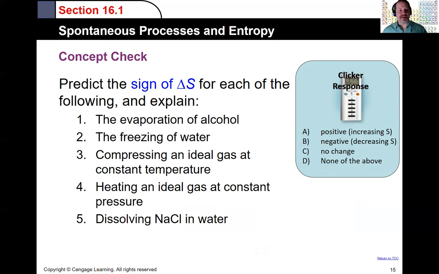Now, if you're evaporating alcohol, it's going from the liquid to the gas phase. This is spreading out. This is a positive entropy. Freezing water is taking liquid, making it a solid. So this is the contraction of a liquid. So this is negative. Compressing an ideal gas at a constant temperature, you're compressing, you're combining them. That's definitely negative. Heating an ideal gas gives those molecules more ways to move. And so this increases the entropy. Dissolving is spreading out. So that's definitely a positive entropy.